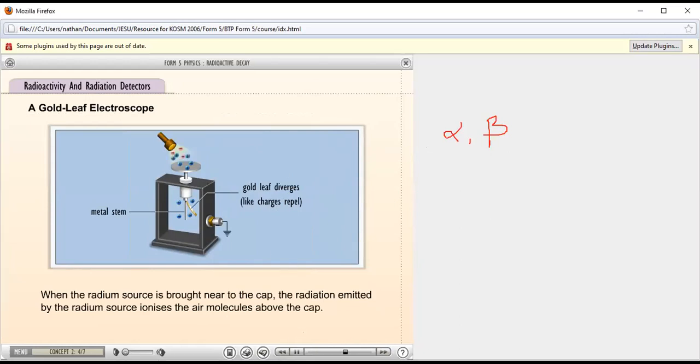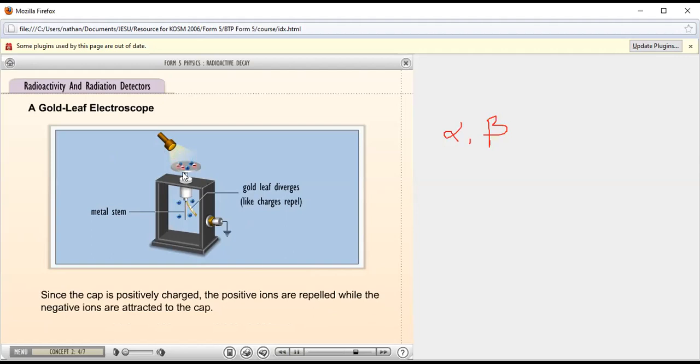Now, the radiation will ionize the air particles into positive and negative ion. So the radiation from the radioactive material will ionize the air particles into positive and negative. This electroscope is positively charged, so the negative ion will be attracted towards the electroscope.